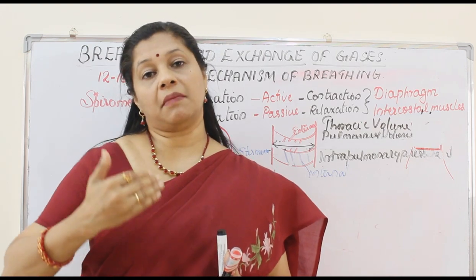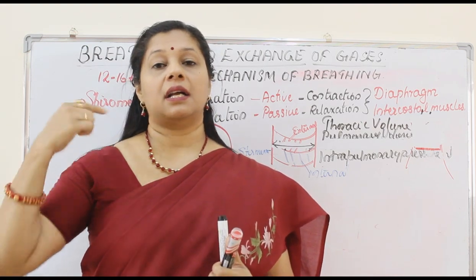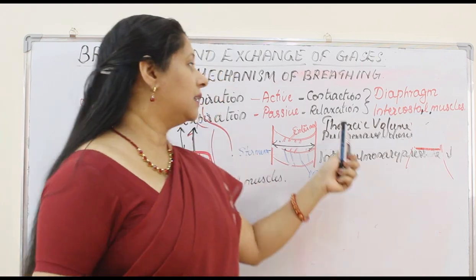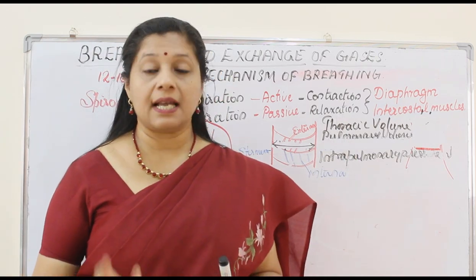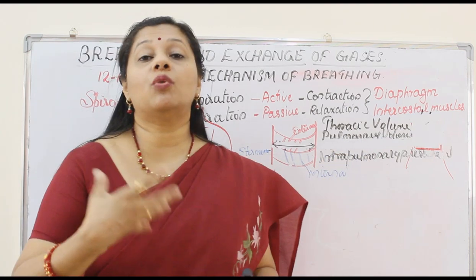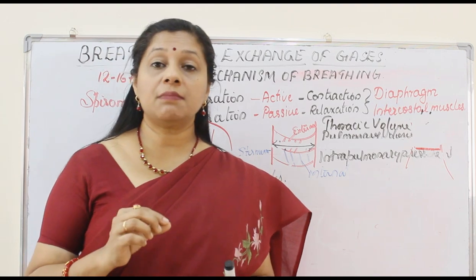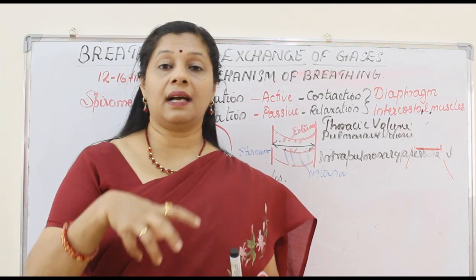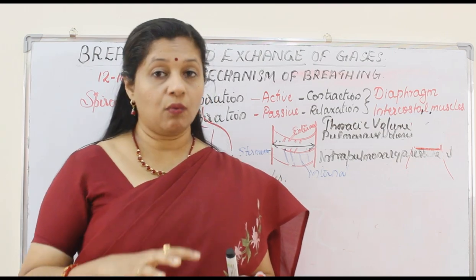The rib cage will come outward and upward. As a result, the dorsoventral axis space also will increase. As a result, the thoracic volume increases. But we learned whenever thoracic volume increases, along with that pulmonary volume also will increase. What is meant by pulmonary? Pulmonary means related to our lungs. So inside the lung, the volume is called a pulmonary volume.